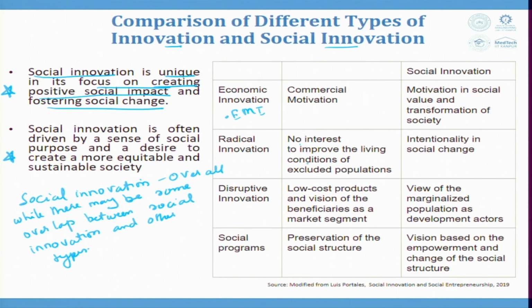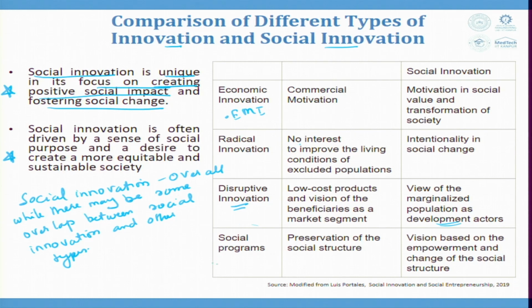Next is radical innovation, which has no interest in improving the living condition of the excluded population. Radical innovation does not think of the people at the bottom of the pyramid; it looks for others. Here, intentionality in social change is part of social innovation. Next is disruptive innovation. It always looks for low cost products, and a vision of beneficiaries as a market segment is part of disruptive innovation. Here, in social innovation, the marginalized population is viewed as development actors.